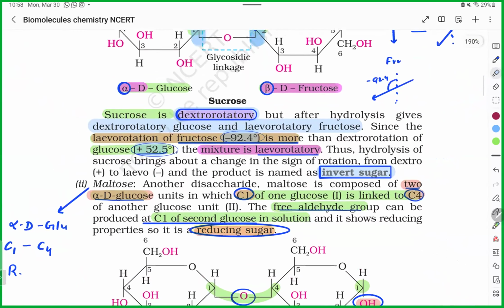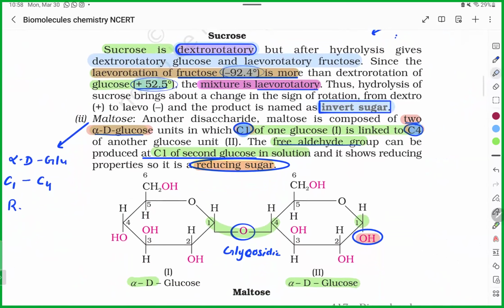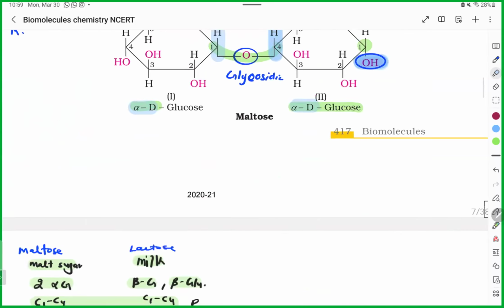In case of maltose, it is C1 C4. Sucrose was C1 C2. It is C1 C4, but both are glucose. See, first carbon, fourth carbon, both glucose, alpha D. So it is reducing because you have a free aldehyde group at C1 of the second glucose. See here, this one is free. For the second one, if you have a free aldehyde or ketone, then it is reducing.